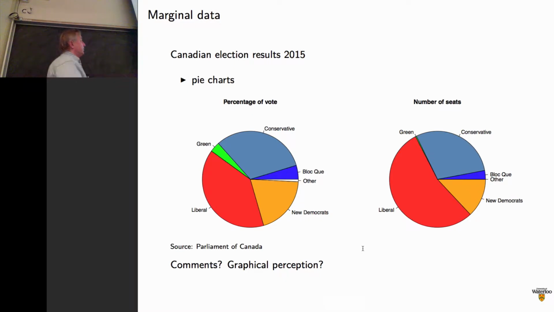So the pie charts on the left are the percentage of vote, and on the right are the number of seats. On the left, the percentage of votes, you can see that certainly the Liberals did not get anything close to half of the vote. They don't get anything close to 50% of the vote.